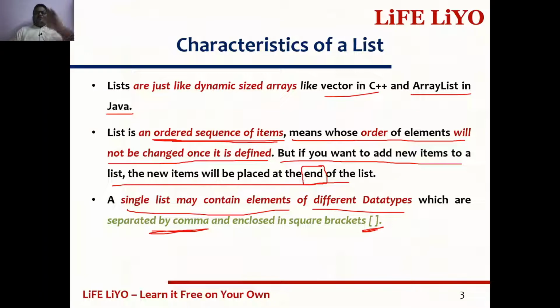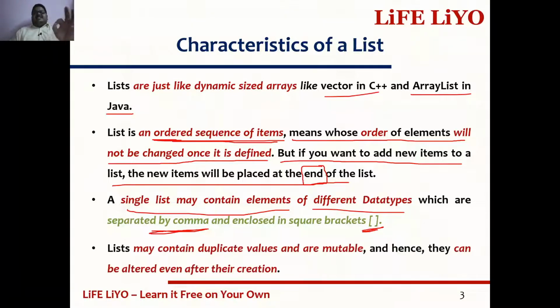Next, and the most important point: a list is mutable and may contain duplicate values. What does mutability mean? Mutability means we can alter the list even after its creation. That is, we can add new items or delete existing items from the list after its creation. That is called mutability, which means we can manipulate the list. That is the main important property of a list.